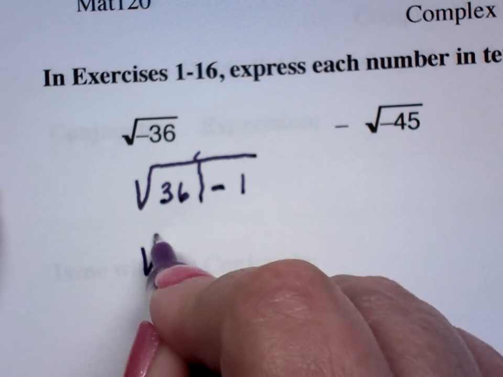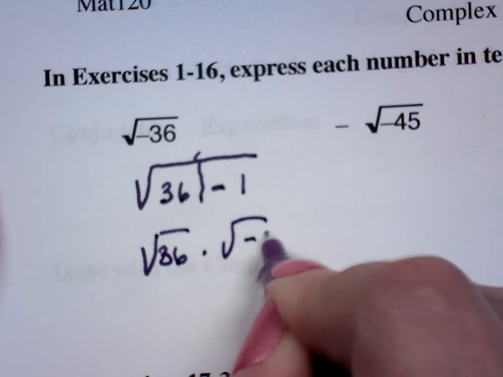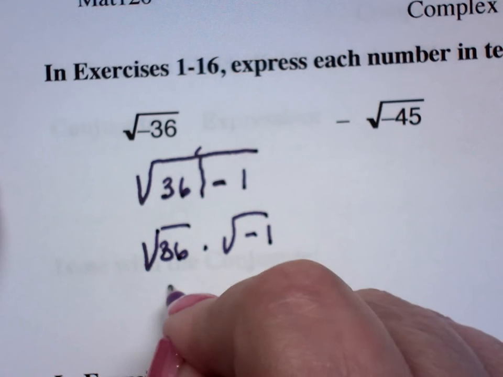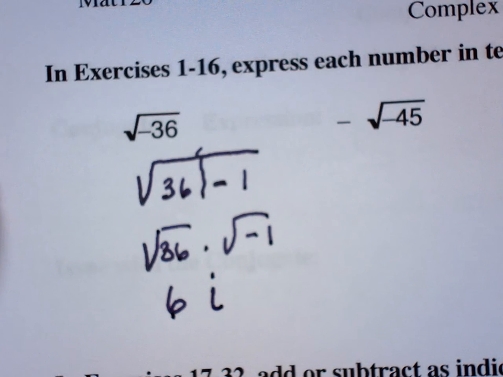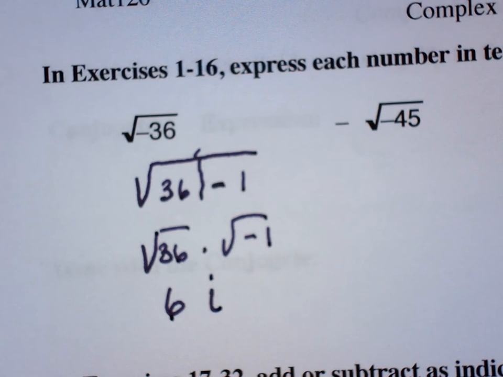This becomes the square root of 36 times the square root of negative 1, using the properties of multiplication of radicals. The square root of 36 is 6. The square root of negative 1 we've defined to be i, so it's 6i. So the square root of negative 36 is 6i. But that's how it's working.